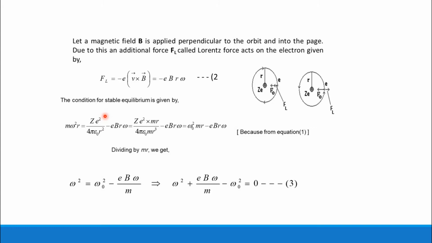The condition for stable equilibrium is given by m omega square r equal to Ze square divided by 4 pi epsilon naught r square, minus this Lorentz force, because from equation 1 you have to subtract the Lorentz force here. Dividing by m r on both sides, what you get is omega square equal to omega naught square minus e B omega by m. Bringing this term to this side, omega square plus e B omega by m minus omega naught square equal to 0, equation number 3.